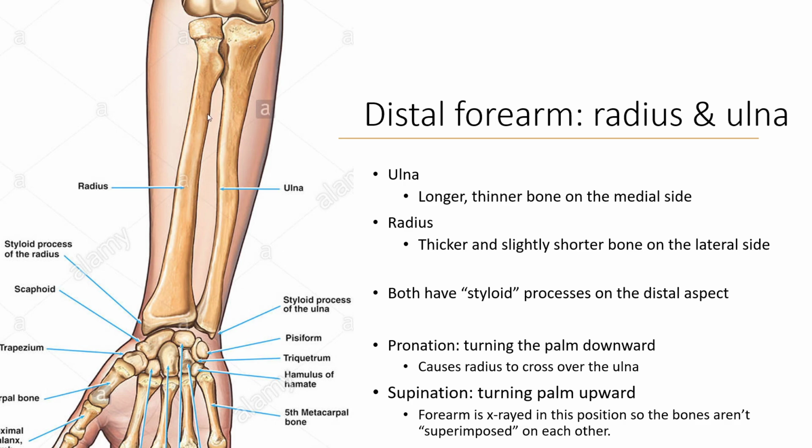Talking about the anatomy of the distal forearm for the radius and ulna. The ulna is the longer, thinner bone, so you can kind of see thinner all the way out to the end of the wrist. It's on the medial side, so this is anatomic position. This would be a right wrist with the thumb lateral. And the radius is the slightly thicker and slightly shorter bone, which just sits on the lateral side. Thumb is on the lateral side on anatomic position. They both have little styloid processes, so styloid process on the ulna, styloid process on the radius.